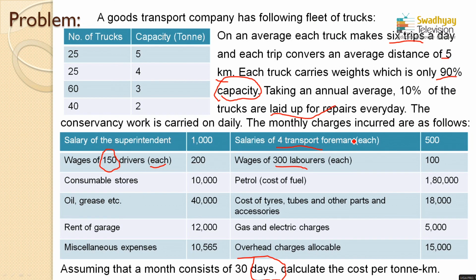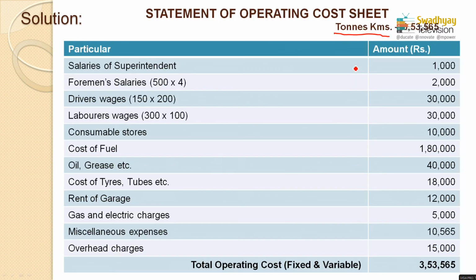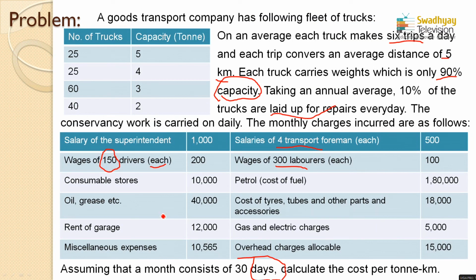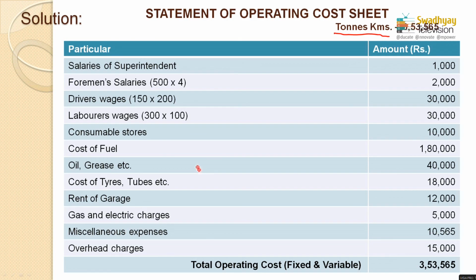Now you can take another expenditure, the salary of 4 transport foremen, and each foreman would get 500 rupees. So now we need to calculate the foreman salary. There are 500 rupees per foreman and there are 4 foremen, so 2000 rupees is the foreman salary. Then the third item is the drivers' wages. We need to confirm how many drivers there are. Yes, 150 drivers and each driver gets 200 rupees salary. So 150 drivers multiplied by 200 rupees, the total driver salaries come to 30,000 rupees.